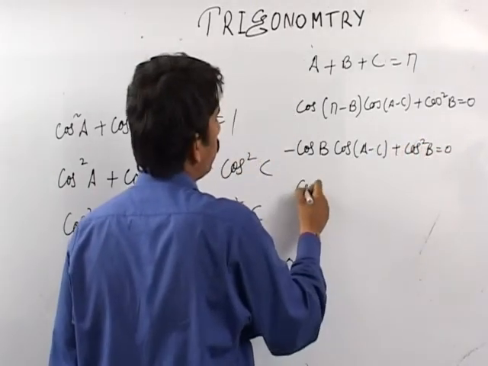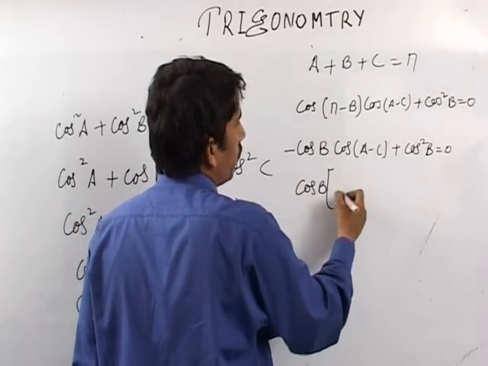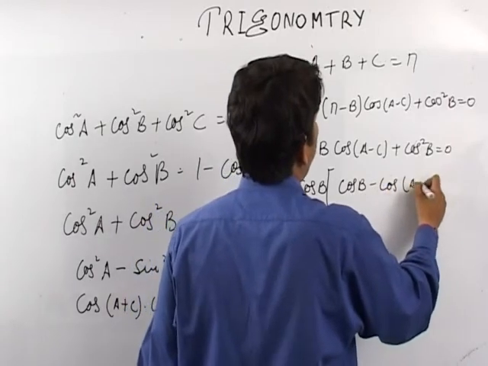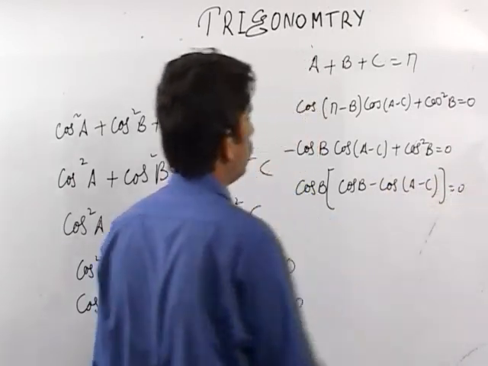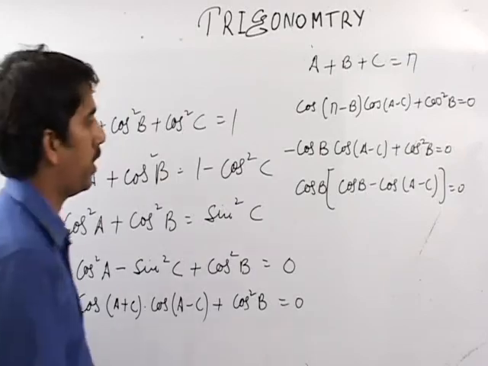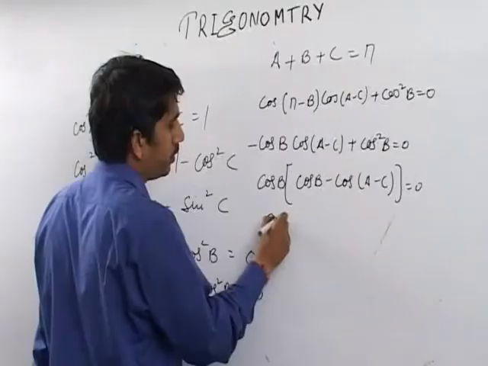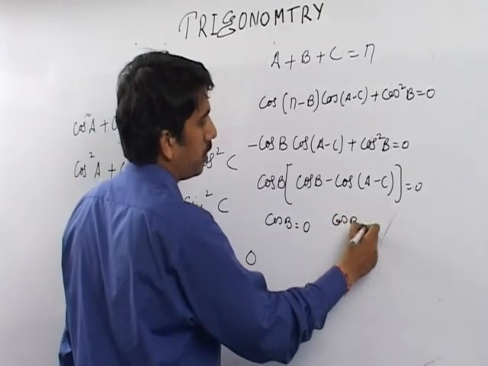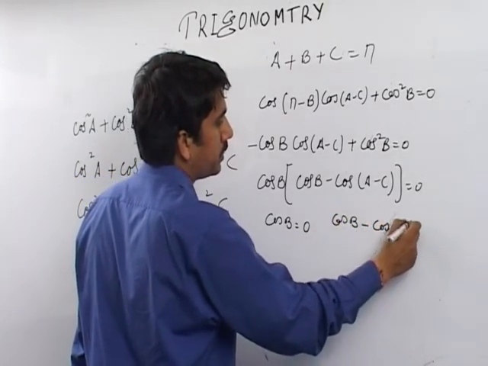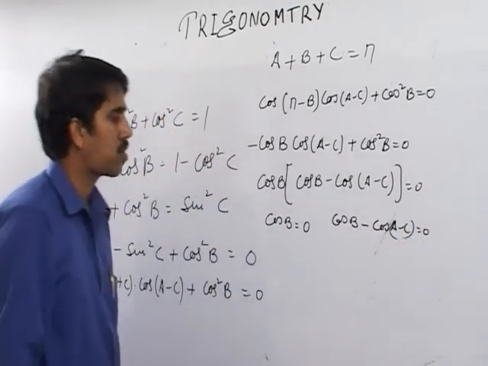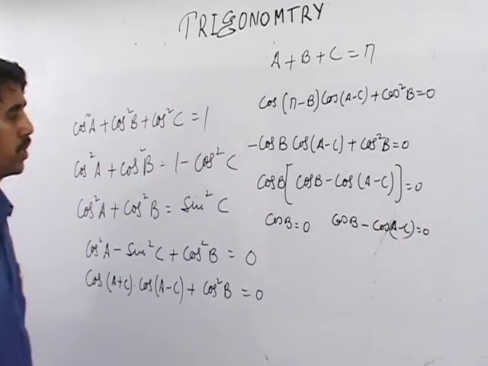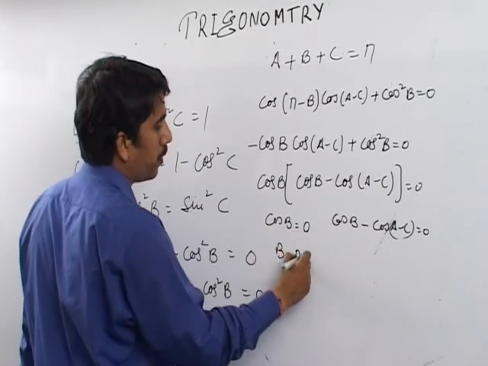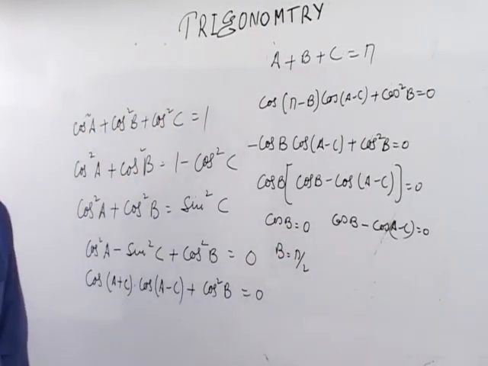Now take cos B outside, you will get cos B times cos B minus cos of A minus C is equal to 0. Now from this you will have two conditions, either cos B is equal to 0 or cos B minus cos of A minus C will be equal to 0. From this you can conclude that cos B is equal to 0, that means B is equal to pi by 2. It's a right angle triangle.